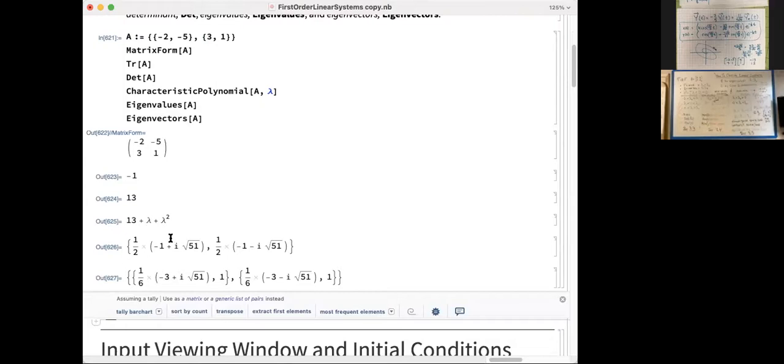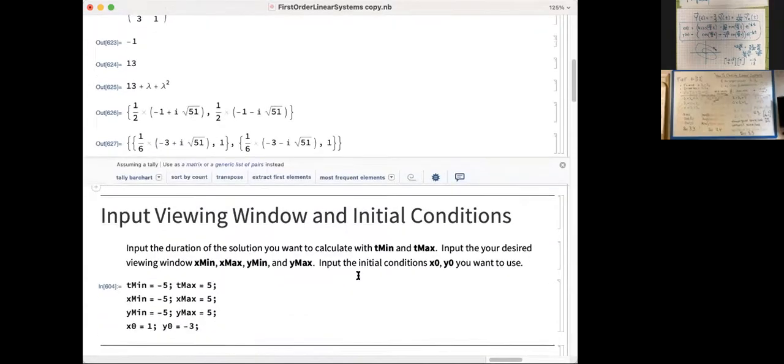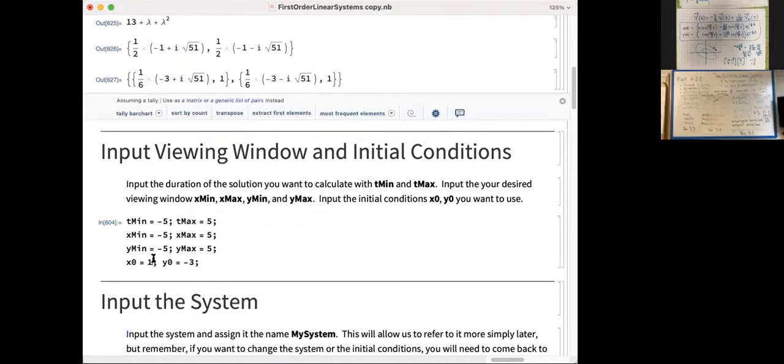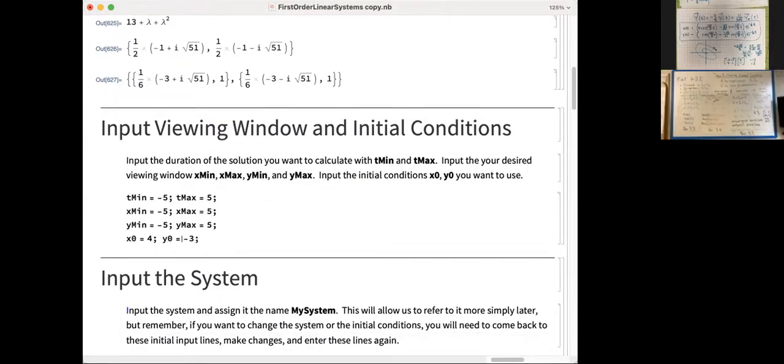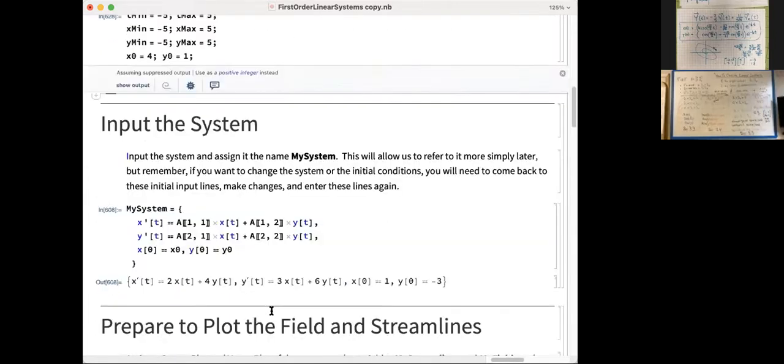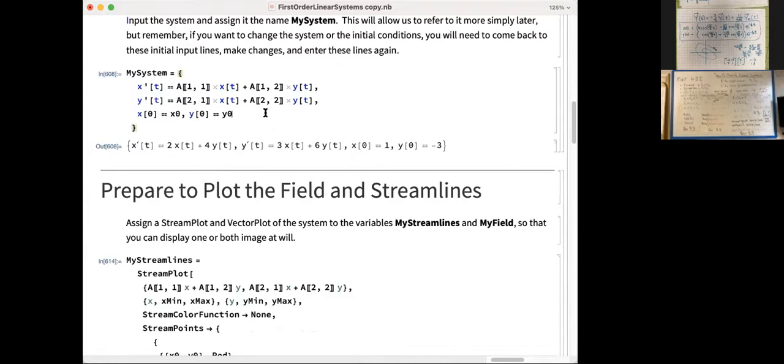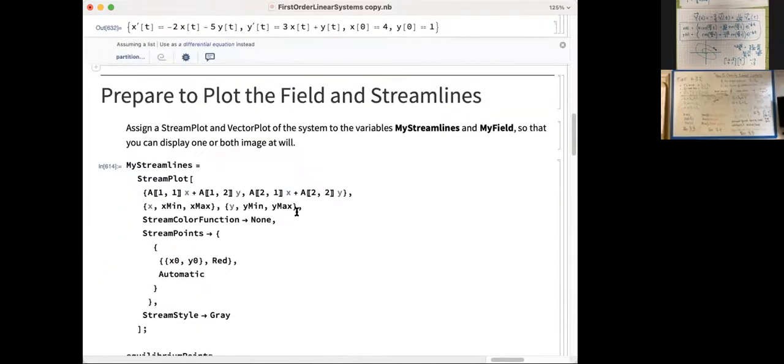There's my data: -1 trace, 13 determinant, characteristic equation, eigenvalues. Now notice Mathematica chose different eigenvectors than we did, right? Why did we choose our eigenvectors? For ease of calculation by hand. Mathematica just has an algorithm for choosing them. I guess for the machine, it's ease of calculation by machine. Input system, hit enter. You got to hit enter on each line.